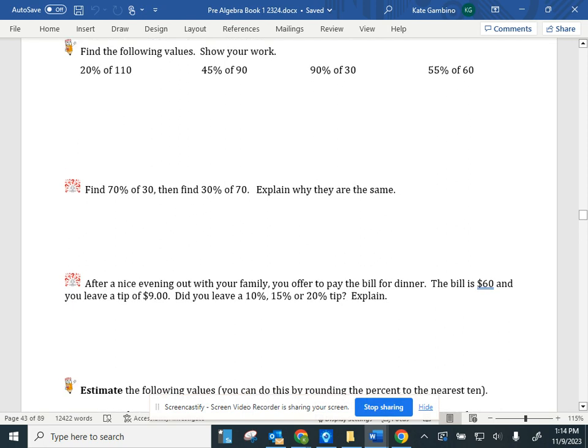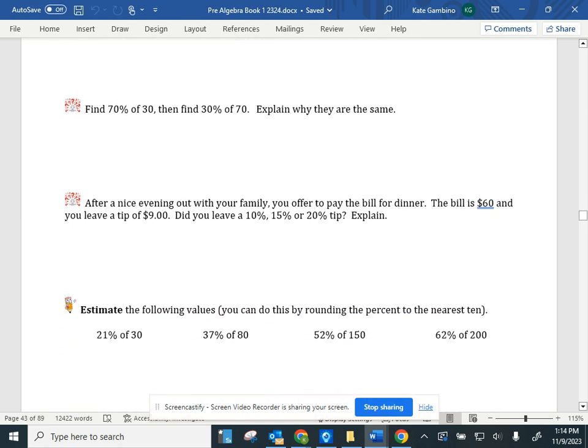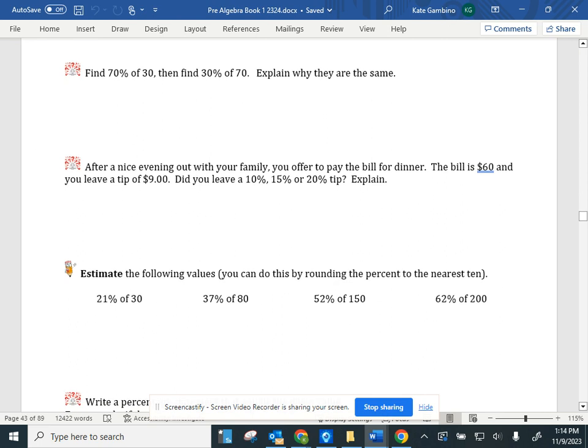Again, finding the values. Then we have word problems. Figure out what you're doing with the word problems to find those percentages. It's the same math, friends. But make sure you're answering the question. And if it says explain, you should be writing out your explanation. It's okay if it's not a full, complete sentence. It's not English class, but you do need to explain.